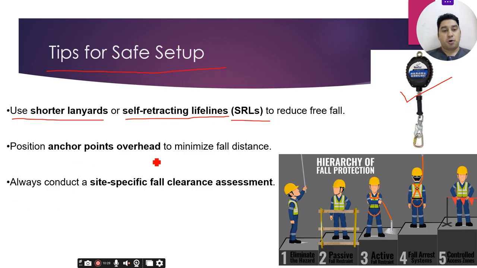And position the anchor points overhead to minimize the fall distance. It is also very important where you are positioning your anchorage. I would suggest it should always be above the head.